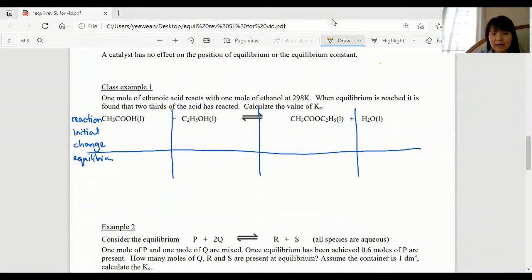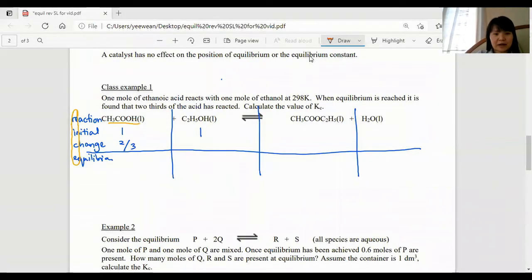Let's see how we calculate the Kc of a reaction by using this RICE table. That's reaction, the equation, initial moles, change, and at equilibrium. Okay, let's read the question. 1 mole of ethanoic acid reacts with 1 mole of ethanol. So I have 1 mole and 1 mole. When equilibrium is reached, it is found that 2/3 of the acid has reacted. So that's the change. Calculate the value of Kc.